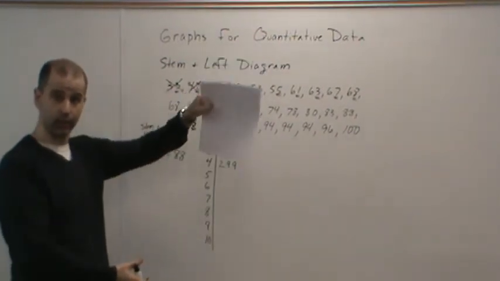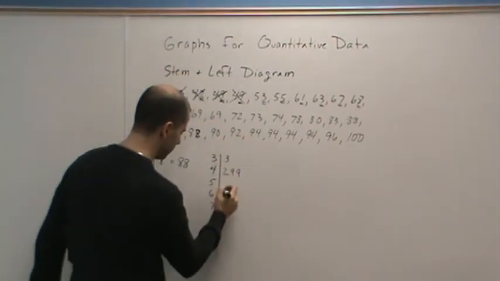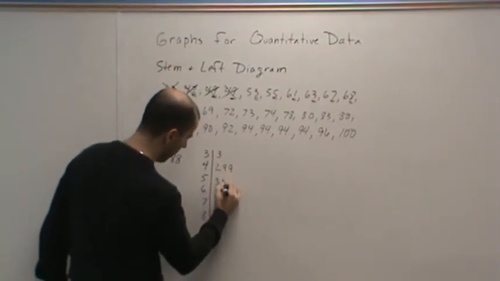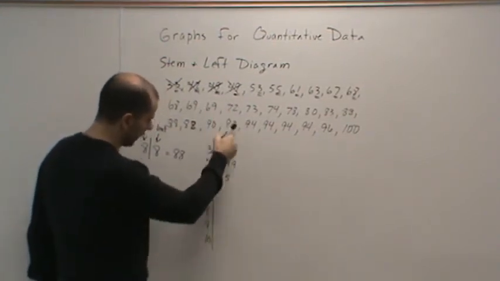Just rotated 90 degrees. Okay, so the 5s, I'm going to have 3, 5. And what I'm doing is I'm being careful to make sure that all of the numbers line up. Okay?